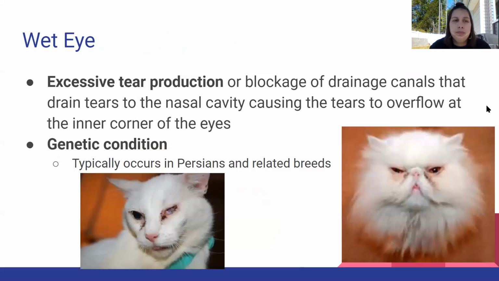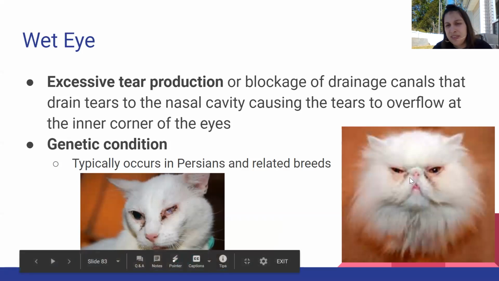Wet eye. Wet eye is exactly what it sounds like. It's not really bad. It's typically a genetic condition where the cat's tear ducts just produce way too many tears, or there's a blockage in the cat's tear ducts. And it just causes excessive tear production. Instead of the tears going away, they're forced outward, and they get stuck in the corner of the eye.